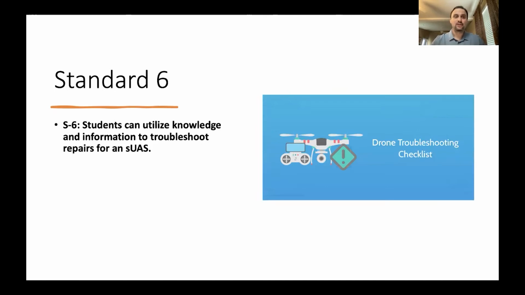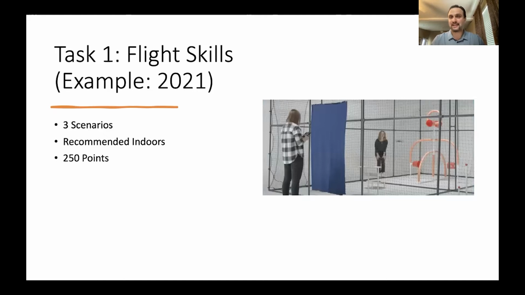In standard 6, students can utilize knowledge and information to troubleshoot repairs for a drone. So once again, very important. It's not just flying, you have to fix as well. Okay, not just flying, you have to fix. So that means you have to have the right stuff to fix if you're going to demonstrate this standard. So let's get to the tasks now, so we can see what we have to do, and that's going to make the standards become a little more evident.